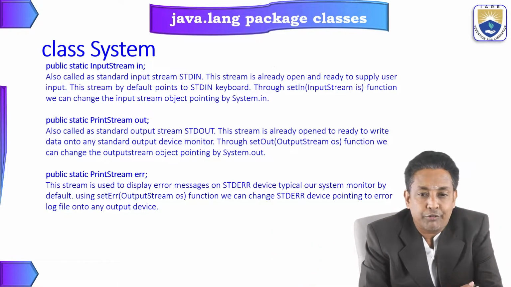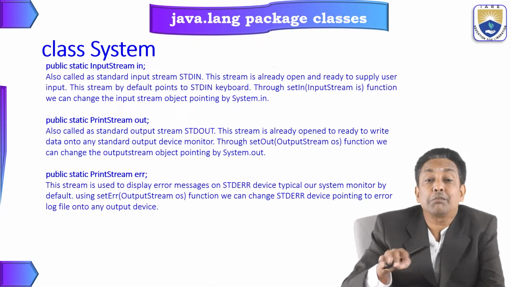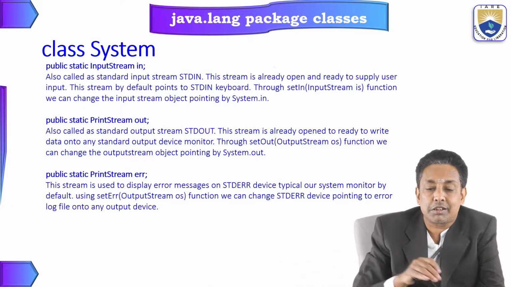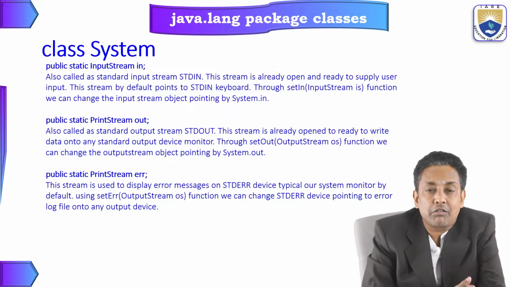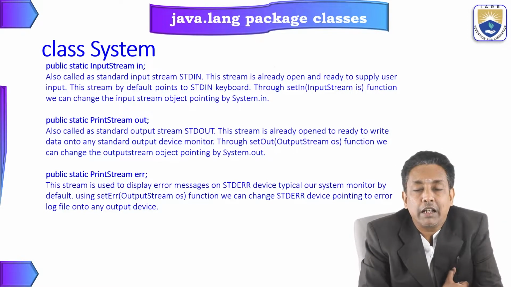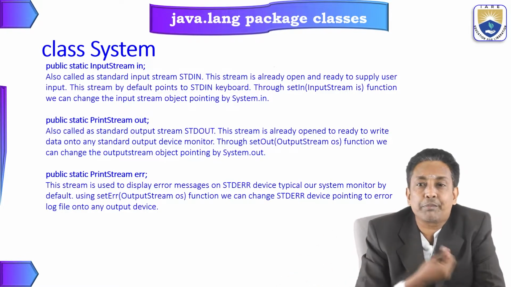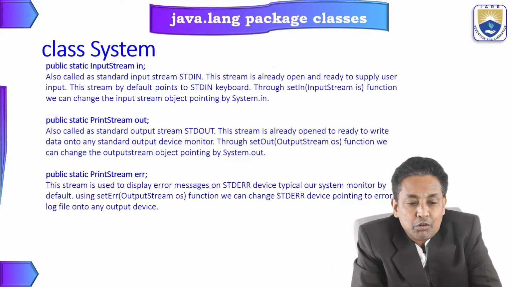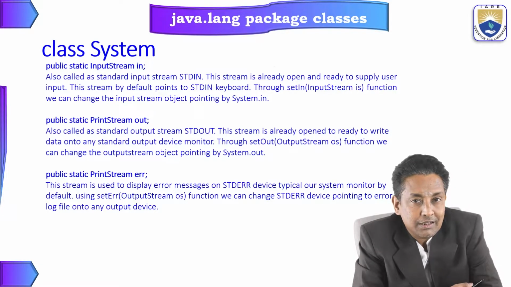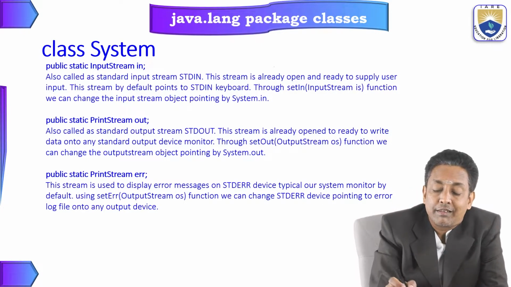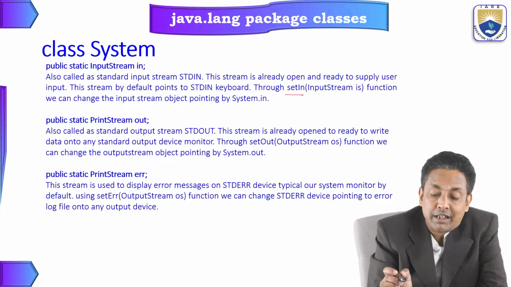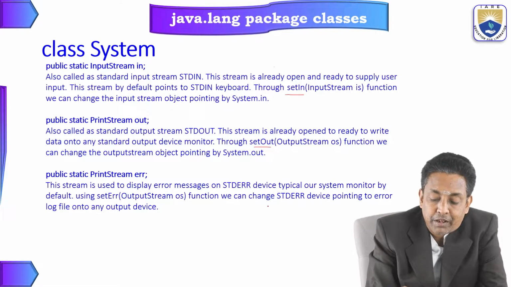For example, suppose you want to read through System.in, but you want to read data from a file or from a socket instead of reading from the standard input keyboard. So what you can do is, in the System class, three methods are given. See here: setIn, setOut, setErr.